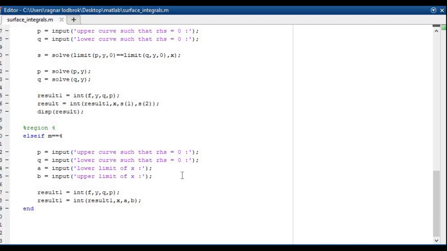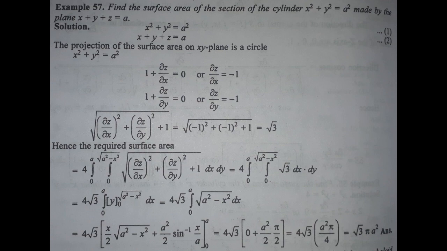So let's run this code. One thing here is it won't work for a symmetric function. So let us see an example. The example here is to find the surface area of the cylinder x square plus y square is equal to a square, made by the plane x plus y plus z is equal to a. So here the region is x square plus y square is equal to a square, and the area you want to find is of x plus y plus z is equal to a in that region.